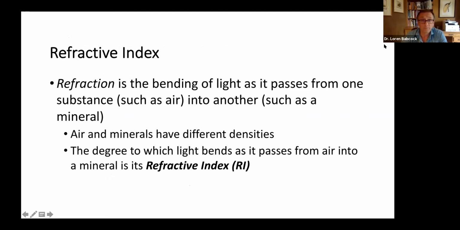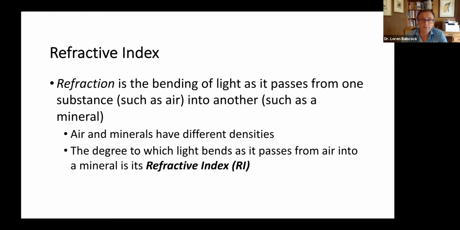Now, the refractive index is perhaps just about the most important term you need to know with respect to mineral identification. Refraction is defined as the bending of light as it passes from one substance into another. So for example, as light passes from air into a mineral, it bends. As the light beam passes from the mineral back out into the air again, it bends another time.